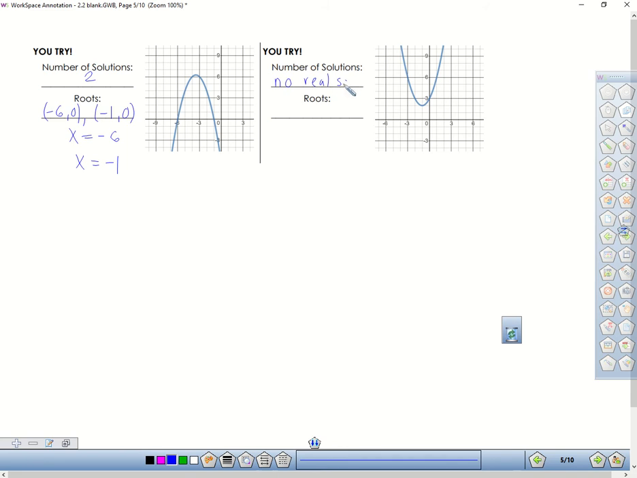So when you're talking about quadratics and we name the number of solutions, if there are no solutions, make sure you write no real solutions. Because technically speaking, there is a solution. It's just imaginary, which we'll talk about next lesson, or next few lessons. And there are no roots, no real roots.